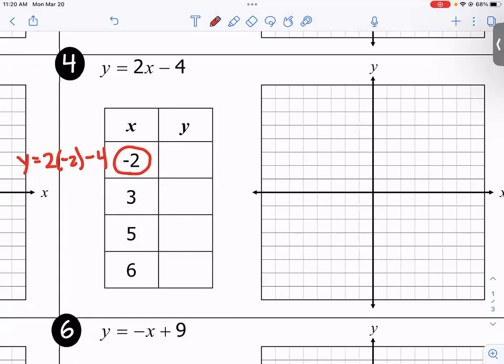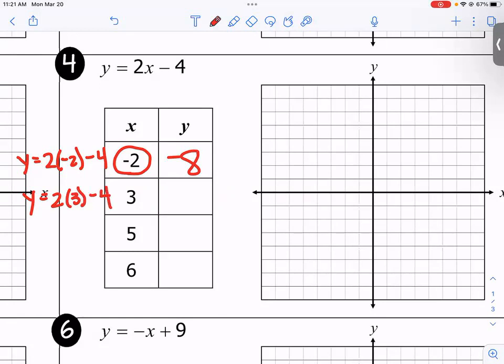So help me out. What's 2 times -2? -4, so we have -4 minus 4. What's that? -4, keep, change, flip, plus -4. -8, okay? And guys, you can use a calculator on this, okay? So that's okay. All right, how about 2 times 3 minus 4?